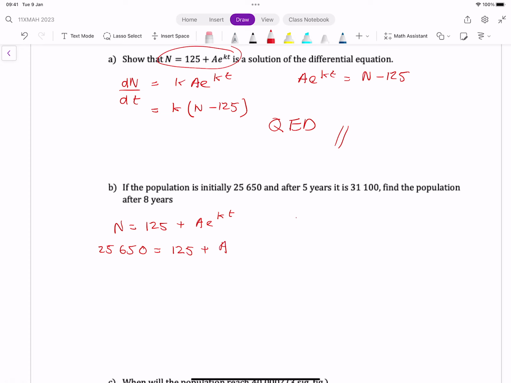Now, it's going to be Ae^0 because t is 0 at this point, but we know that e to the power of 0 is 1. So A is going to be 25,650 − 125. We get 25,525. So my new formula is N equals 125 + 25,525e^(kt).